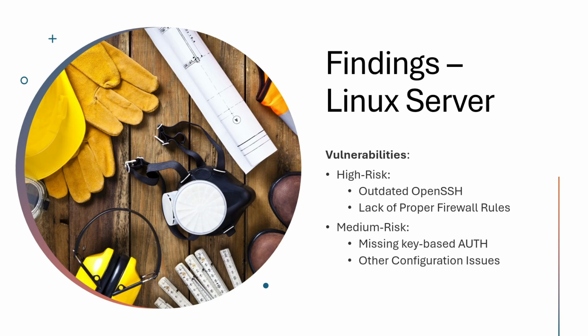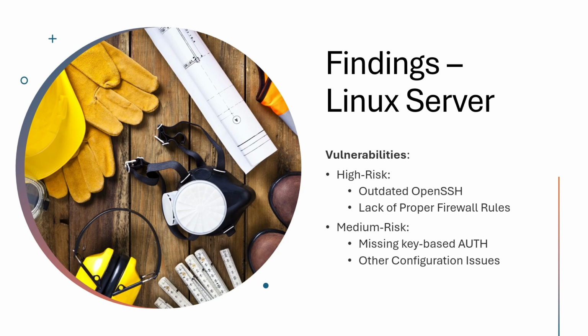Let's dive into the Linux server because honestly, it was a treasure trove of security issues, although not the good kind. First off, the server was running an outdated version of OpenSSH. Specifically, it was an older version vulnerable to CVE 2021-41617. This is a privilege escalation vulnerability, which basically means an attacker could exploit it to gain elevated access. Imagine a guest in your house somehow getting the keys to every locked door. That's what this is.